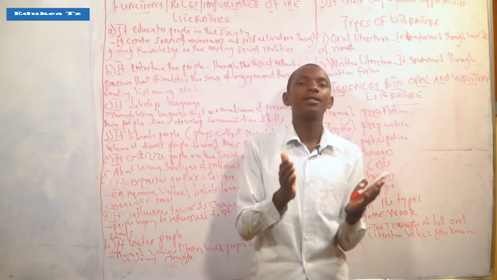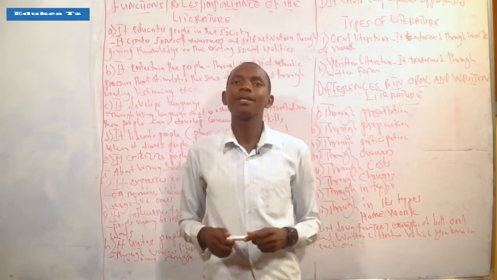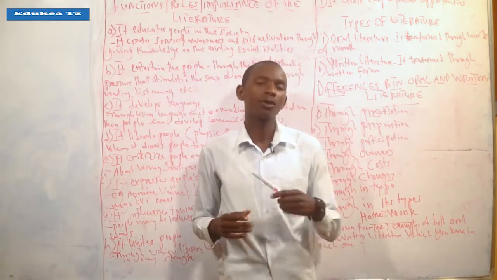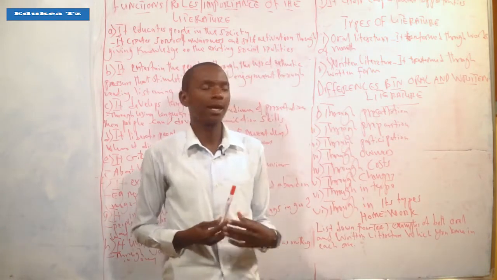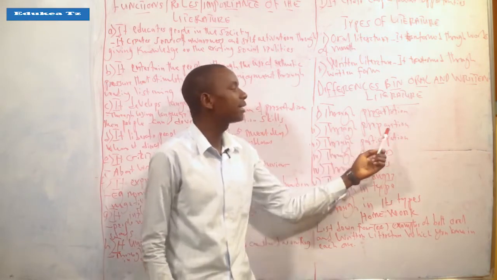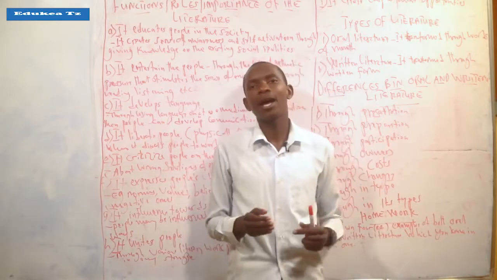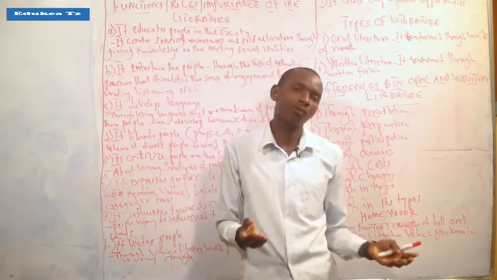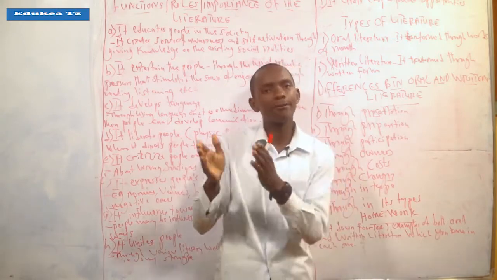Written literature is presented through or in written form, and oral literature is transmitted through word of mouth. So that is the first distinctive feature between oral literature and written literature. And the second one is preparation. Oral literature does not need a lot of time. That's why you can decide where you are and you can give it.